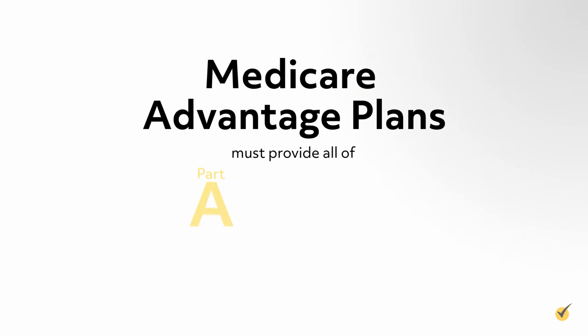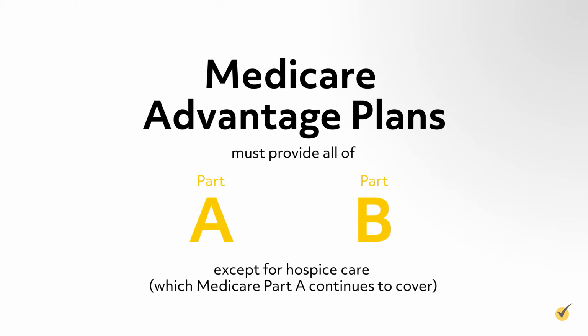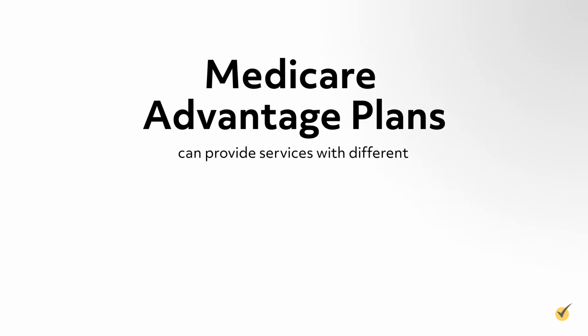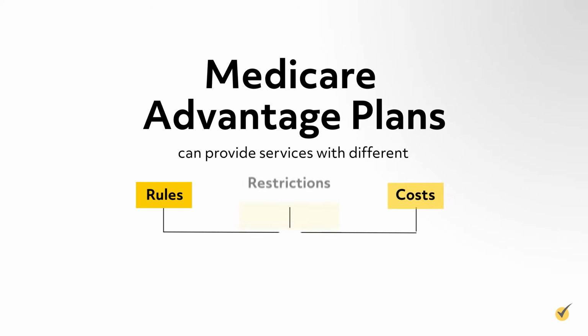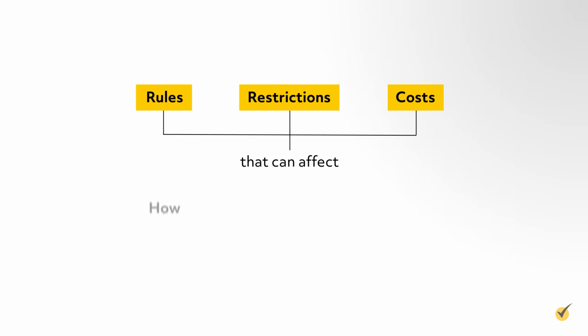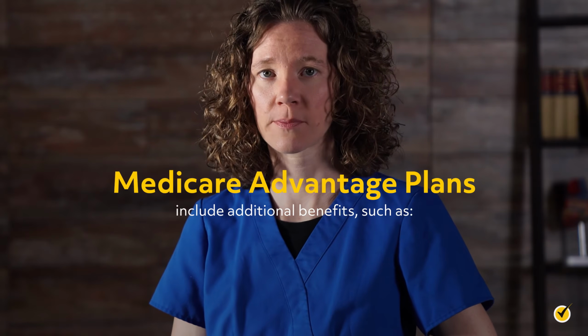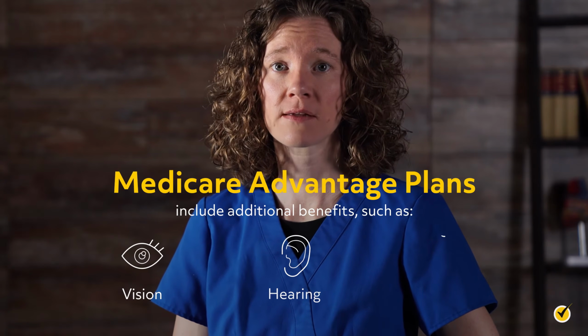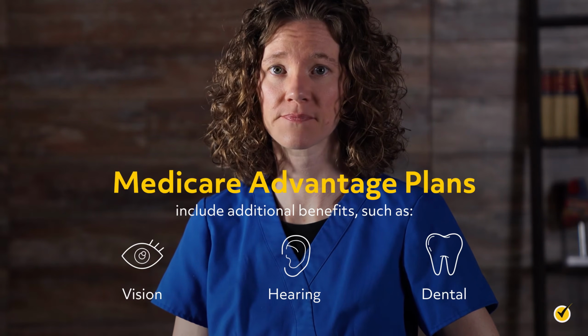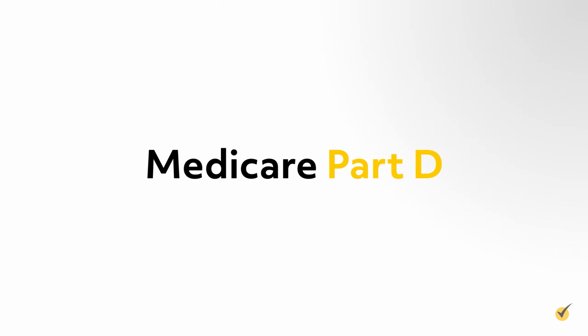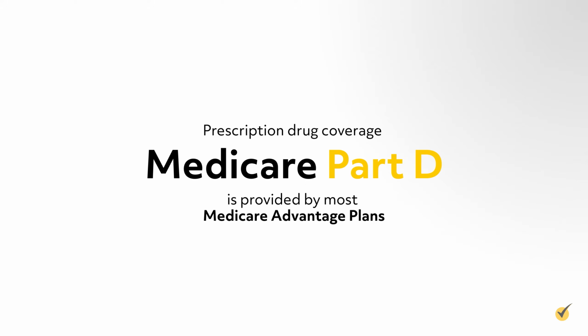Plans must provide all of Part A and Part B services offered by Original Medicare, except for hospice care, which Medicare Part A continues to cover. Advantage plans can provide services with different rules, costs, and restrictions that can affect how, when, and where an enrollee receives service. Many Medicare Advantage plans include additional benefits, such as vision, hearing, dental, and health and wellness programs. Prescription drug coverage, Part D, is provided by most Medicare Advantage plans.